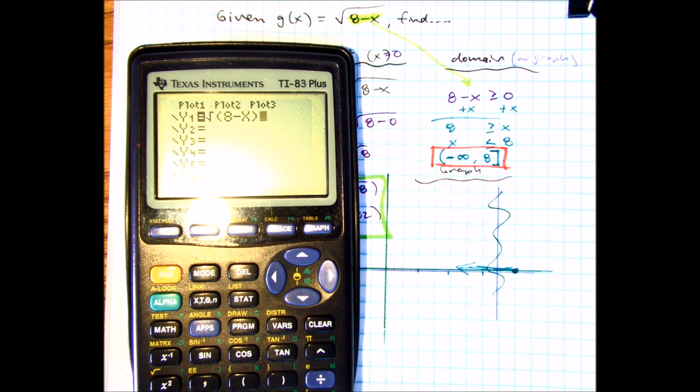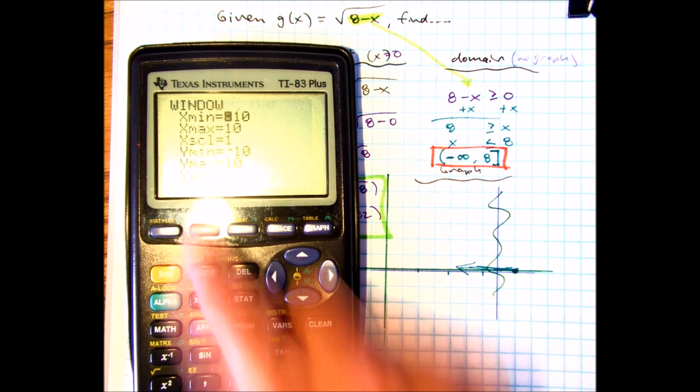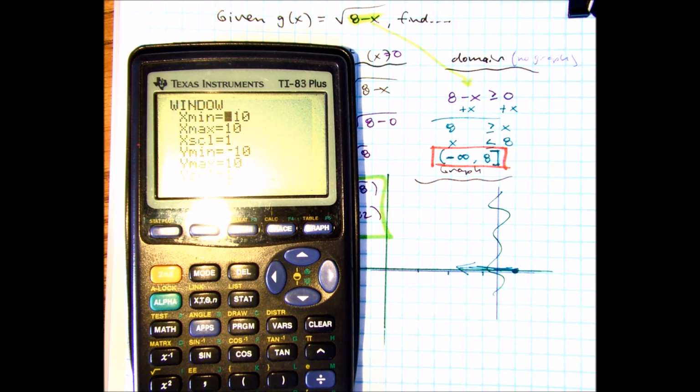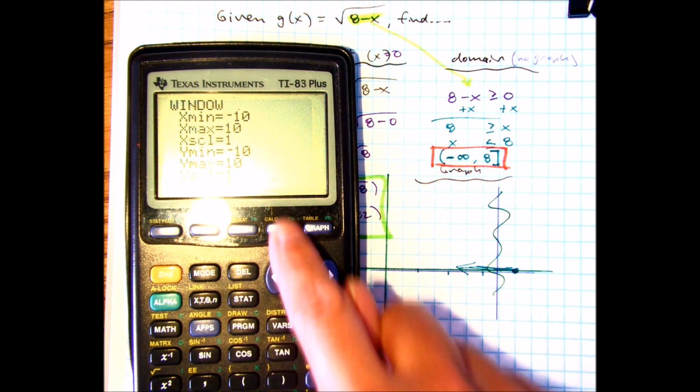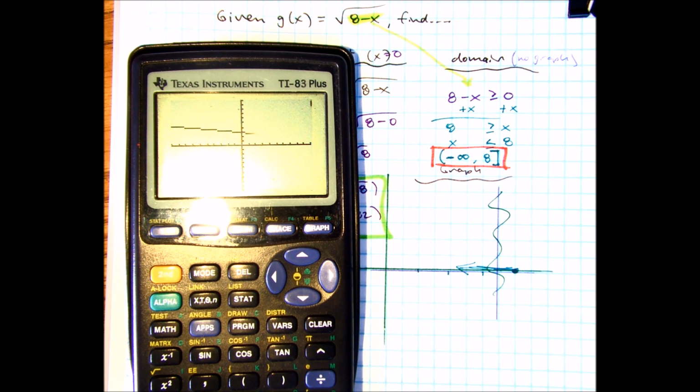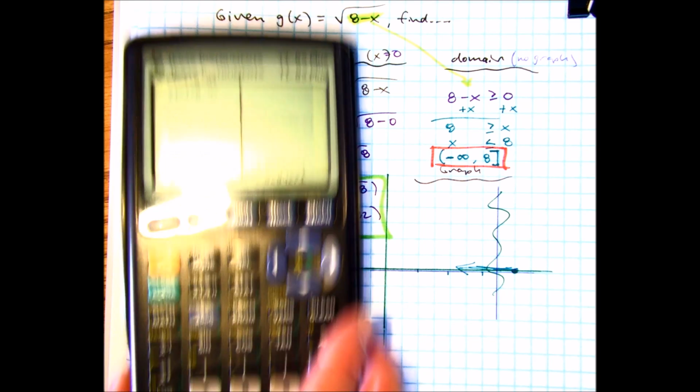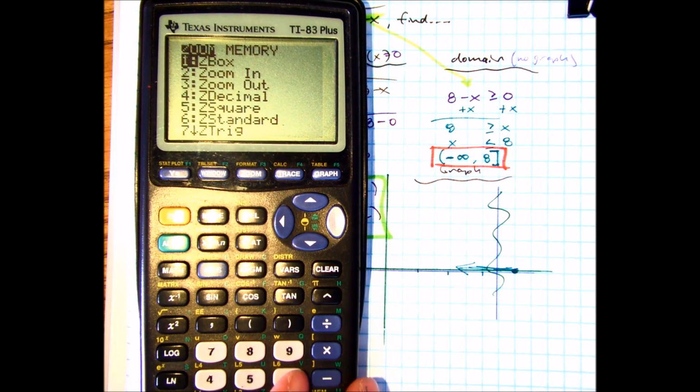Ryan, what's the next set of calculator commands we would press to get a graph? You would have to press window. Okay. You have that window outside. You have to press trace. I would have normally pressed zoom 6.